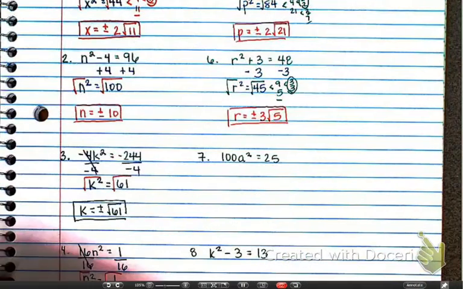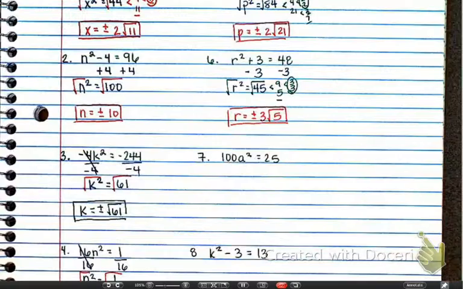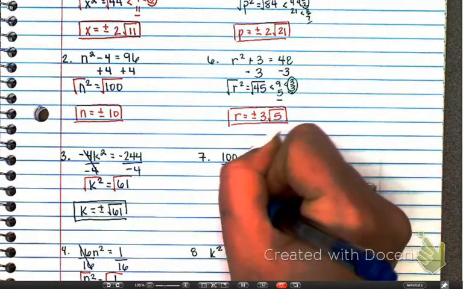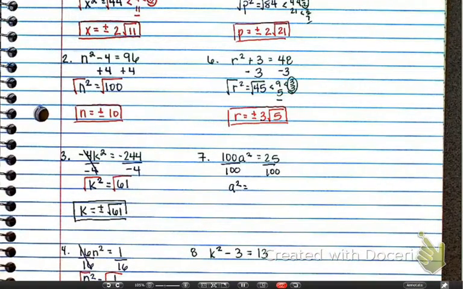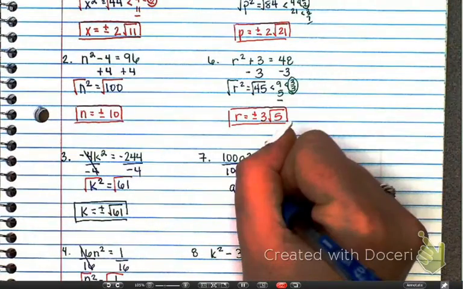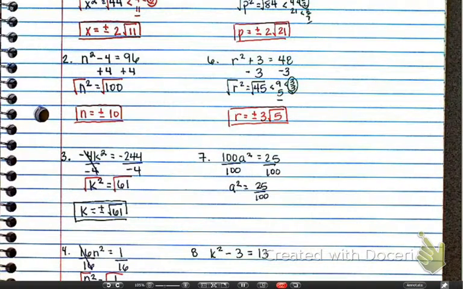Okay. Number 7. We should have started by doing what? Dividing by 100. Okay, so some of you gave me a squared equals 25 over 100 and you took the square root, which is fine. But does 25 over 100 reduce at all? By what? By 25, right? Okay, I'm going to do it the way I saw most of you do it. It's going to work either way. So whether you reduce before or at the end, it's going to work. So I'll leave it like this.